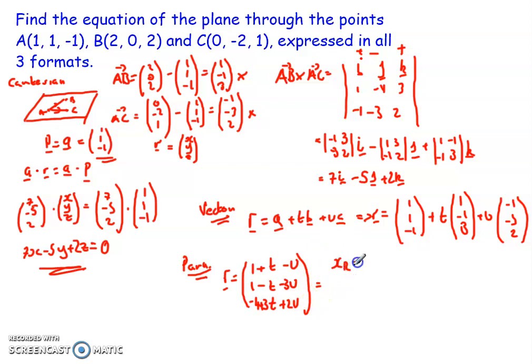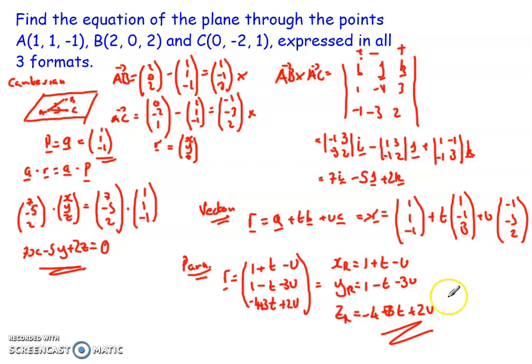I've got XR equals 1 plus T minus U, YR is equal to 1 minus T minus 3U, and ZR is equal to minus 4 plus 3T plus 2U. So there you go, parametric version there. And obviously, dependent upon the values of T and U that I choose, I'd be able to find any point upon the plane that I'm after. So there you go, that's all three of them, all three different formats that we need and that are used there.